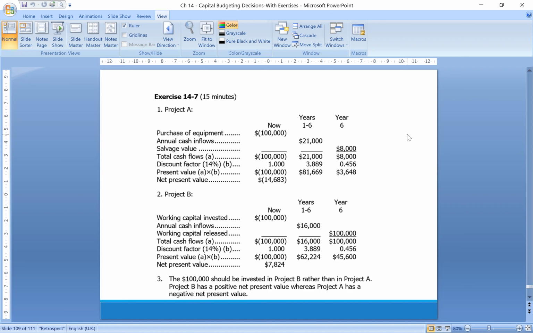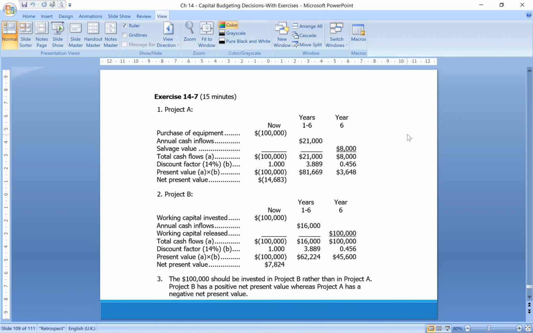Do I have anything else for project A? No. So the net present value for project A will be the sum of these numbers, 14,683 negative, which is 100,000 negative plus 81 positive plus 3 positive. So we have 14,683 negative net present value. This was number one for project A. Number two, which is project B.